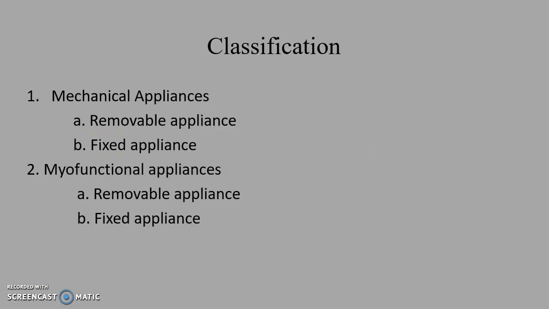So moving on to the classification. First thing is classification. Orthodontic appliances can be classified into two basic categories, that is the mechanical appliances and the myofunctional appliances. For both mechanical appliances and myofunctional appliances, there is removable and fixed appliance. So I can give you examples for this.